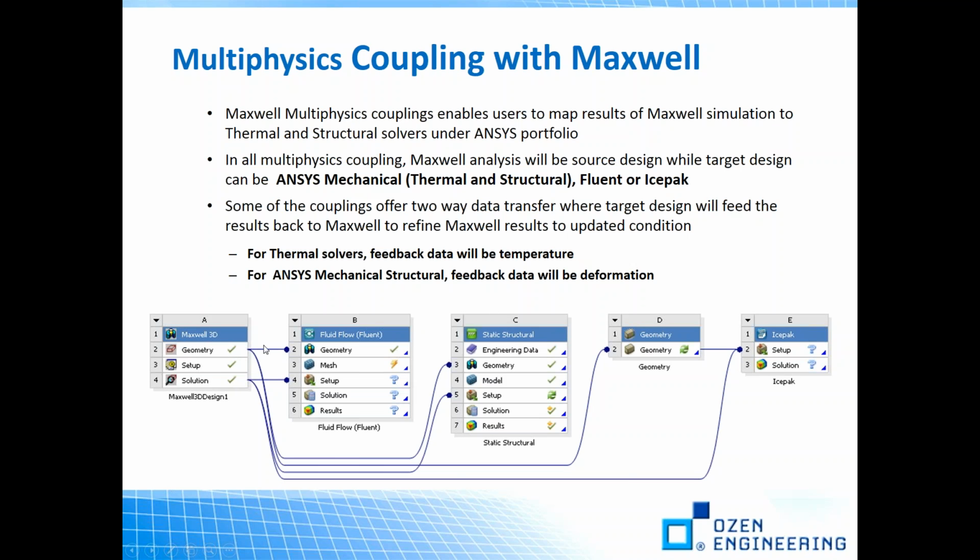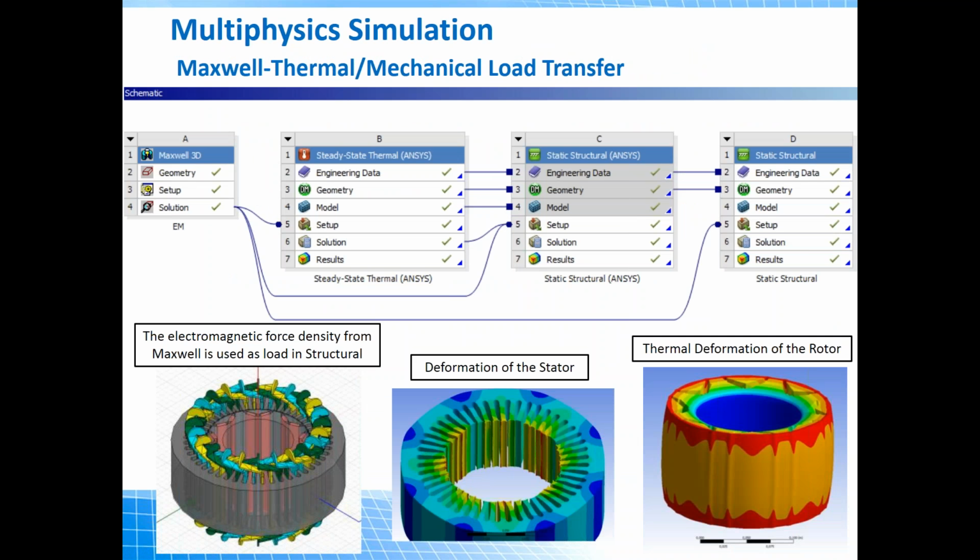Let's say like here you can bring the geometry and also the electromagnetic solution to the setup of the static structural analysis, to do the thermal analysis or stress analysis here. So it's really helpful to have this multiphysics simulation option. And you can see here some examples that show how you can take advantage of this direct coupling and do multiphysics simulation, like for Maxwell-thermal and mechanical analysis.